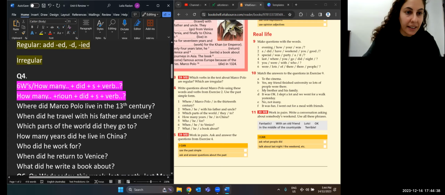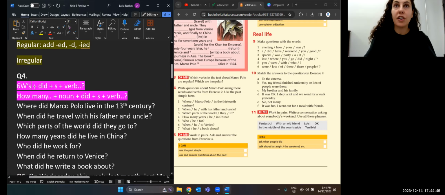And with how many, it means that I want to know a number. So I want to know a number, like how many students are in your class? How many countries have you traveled to? How many friends do you have? So the answer must be a number of 5, 10, about 20. So it must be a number.